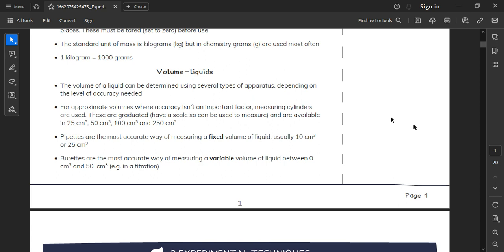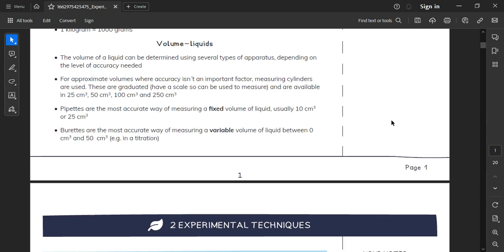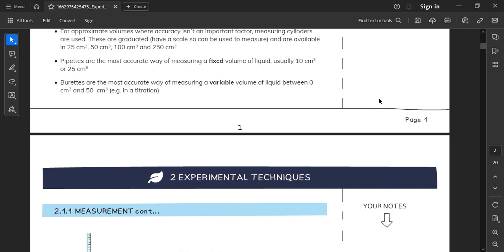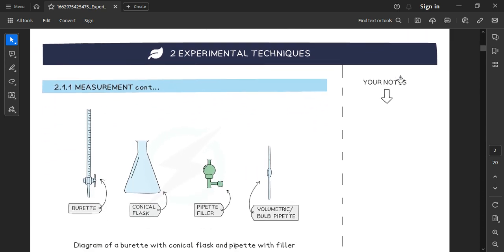Pipettes are the most accurate way of measuring a fixed volume of liquid, usually 10 cm³ or 25 cm³. Burettes are the most accurate way of measuring a variable volume of liquid between 0 cm³ and 50 cm³. Example in the titration.